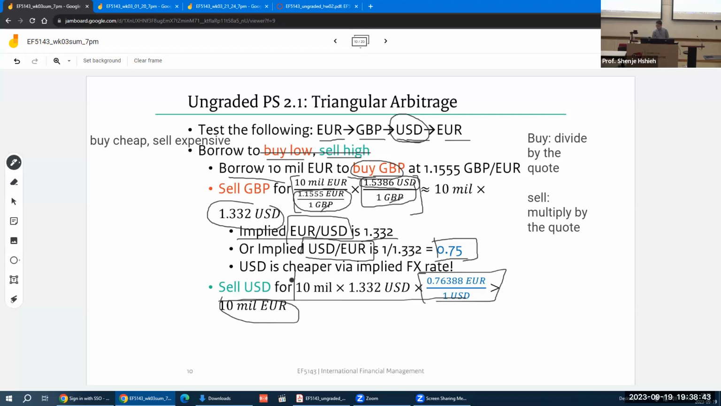So this amount is greater than 1, right? 1.332 times 0.768, convince yourself, greater than 1. So 10 million times something greater than 1 is greater than 10 million, right?